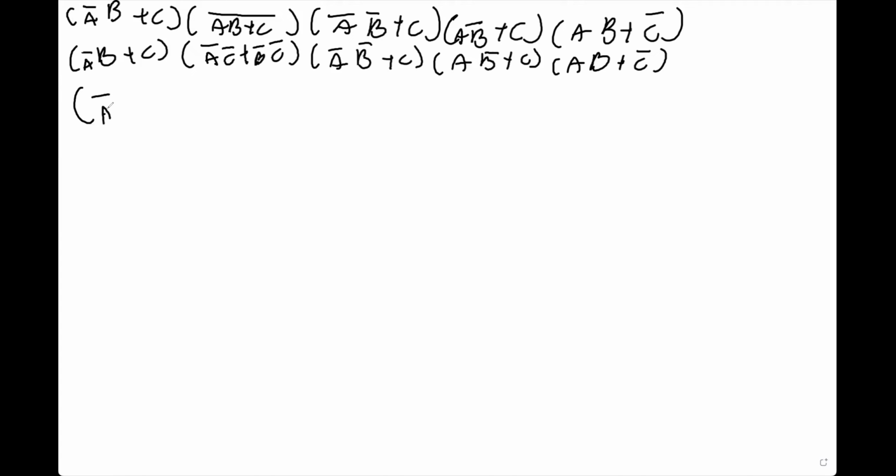So it's going to be not A, B, C, plus not C. This is going to cancel out. This is going to cancel out as well, technically. So we're going to keep a C here. And then let's move on to the next one.